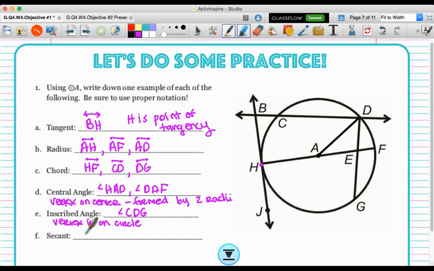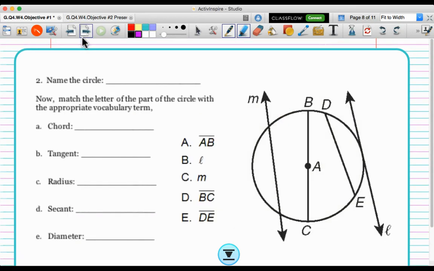And then a secant is a line that passes through the circle. So CD would have been a segment. I'm sorry, a secant, and make sure you put the line symbol. I think that's the only one. Yeah, that's the only one. So identifying. Let's keep going.